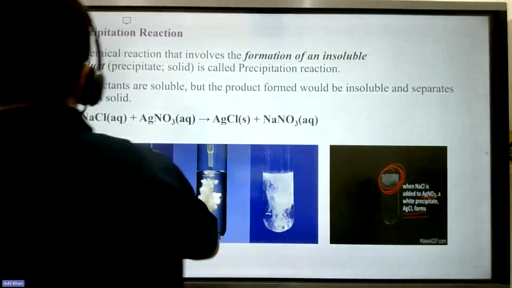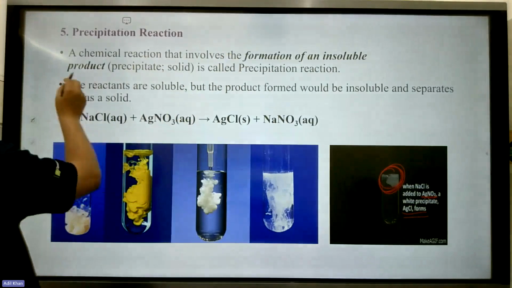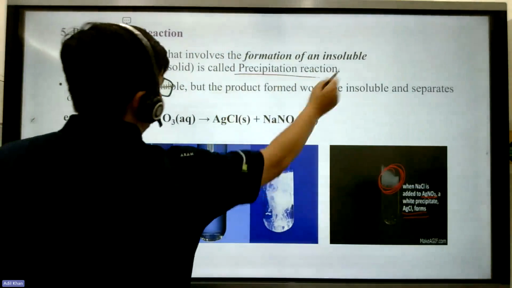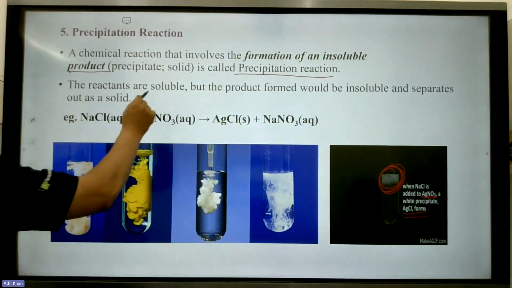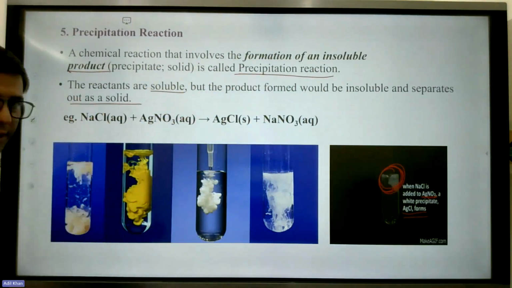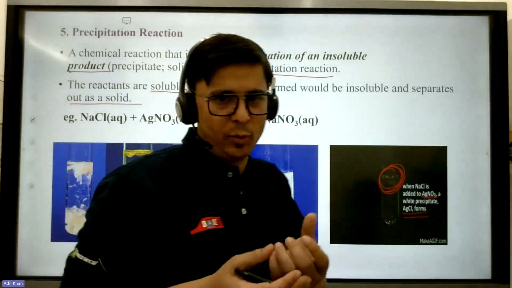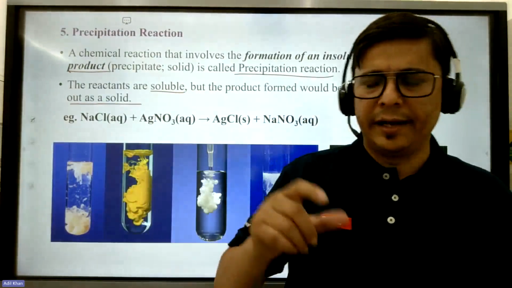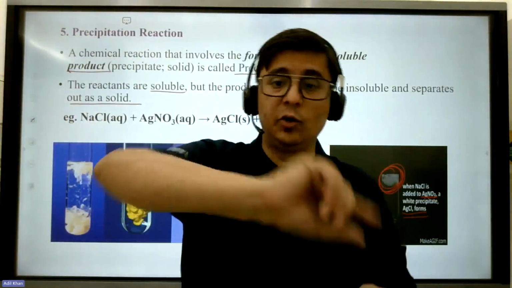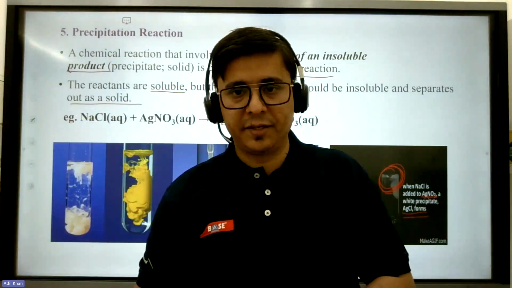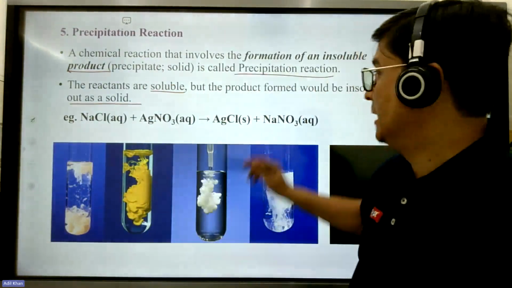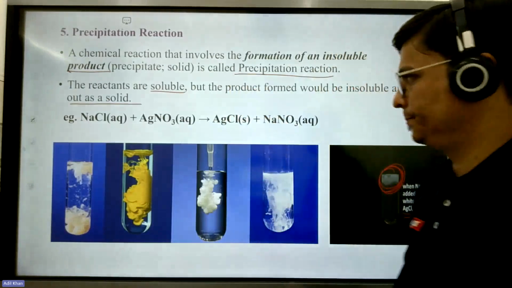So what is a precipitation reaction? A chemical reaction which involves formation of an insoluble product, a solid or a precipitate, is known as a precipitation reaction. The reactants are soluble, but the product formed would be insoluble and separate out as solid. So in one test tube, there will be one clear liquid sample. In another test tube, there will be another clear liquid sample. When you add either one in two or two in one, initially they both were soluble. When they mix, it separates out as solid, and that solid is nothing but precipitate.